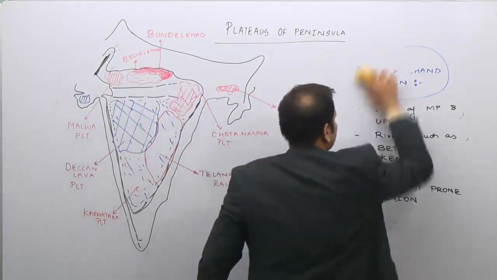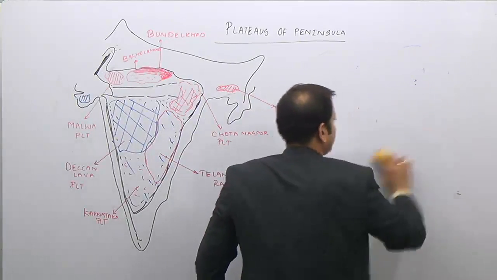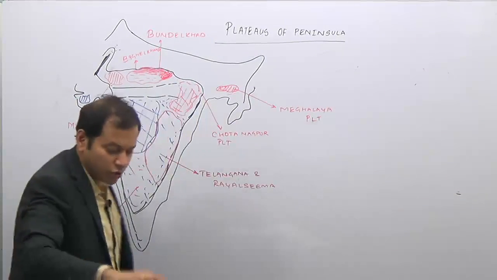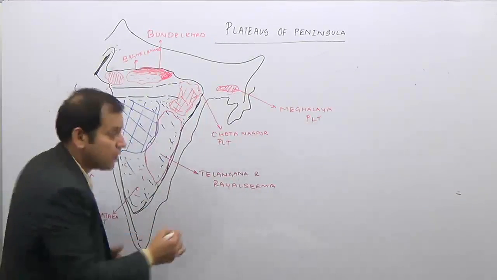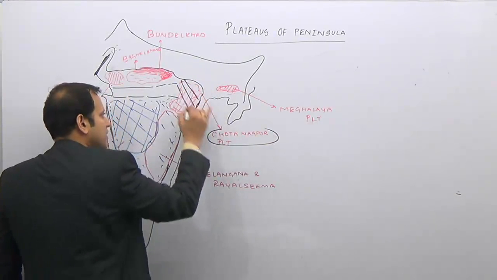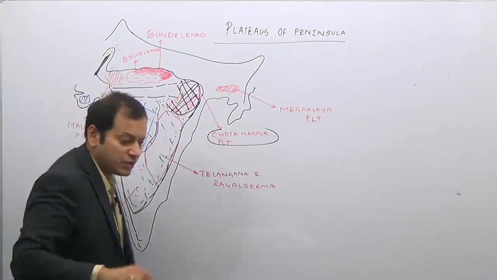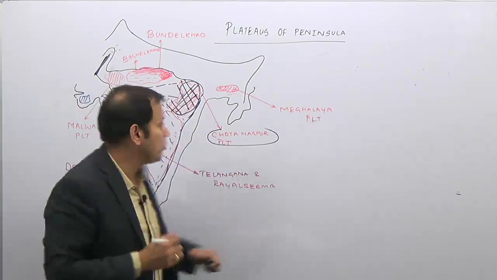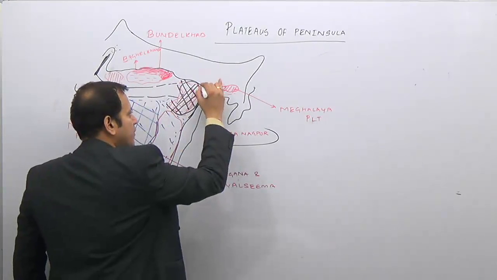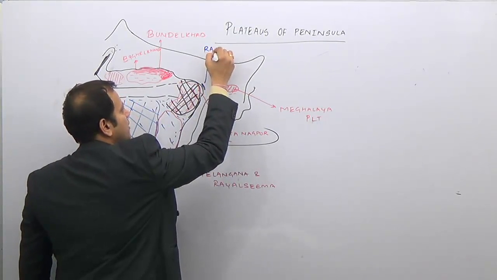So this region is the Chota Nagpur and Hazaribagh plateau region. This region which is lying here is the Chota Nagpur Hazaribagh plateau region. After the Chota Nagpur Hazaribagh plateau region, you have a hill here, which we have already done, known as the Rajmahal Hills.